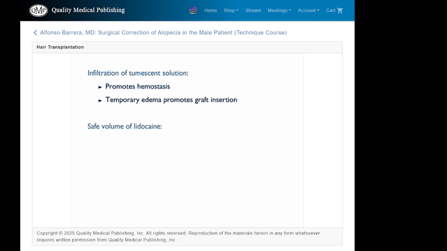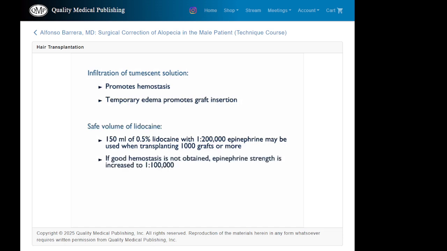The amount of lidocaine that can be used safely varies, depending on the patient's body mass. In men larger than 75 to 80 kilograms, 150 milliliters of 0.5% lidocaine with 1 to 200,000 epinephrine may be used when transplanting 1,000 grafts or more. If good hemostasis is not obtained with this amount of solution, the epinephrine strength is increased to 1 to 100,000.